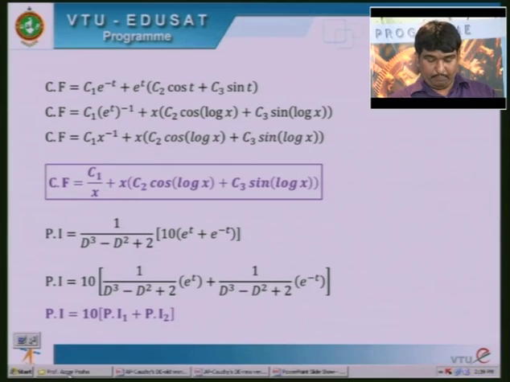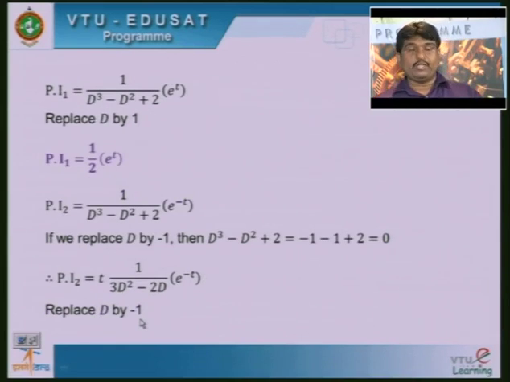Next, consider pi1. Pi1 is 1 by d cube minus d square plus 2 operated on e to the power of t. It is rule 1. We have to replace d by 1. So pi1 will be 1 divided by 2 into e to the power of t. Pi2.